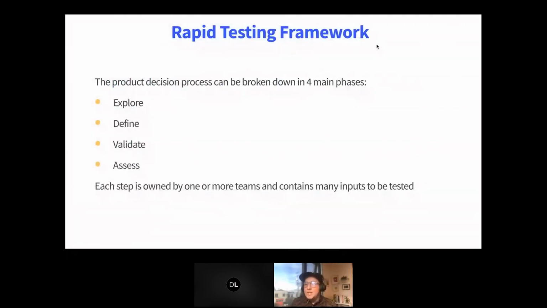So ultimately, it can be broken down into kind of 4 main phases: the exploration phase, the define phase, the validate phase, and the assessment phase. And each one of these steps will contain a variety of inputs. I want you to think about this in a broad, more abstract practice, because this is going to ultimately be a little bit more specific depending upon the company, the product, the particular project that you might be working on. But ultimately, rapid testing can really fall into these 4 main phases.